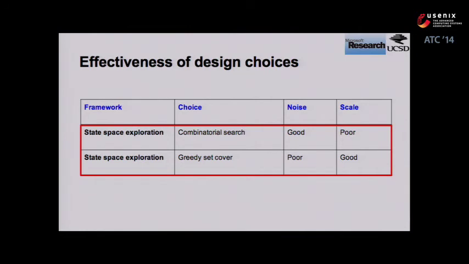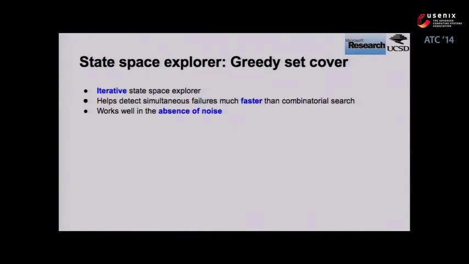The main result is greedy set cover as a state space explorer is extremely sensitive to noise. But without noise, it can diagnose simultaneous failures very well, very quickly, as compared to combinatorial search that takes a very long time to diagnose simultaneous failures but is very robust to noise. So I told you all of these points. Greedy set cover is an iterative state space explorer. It helps detect simultaneous failures much faster than combinatorial search, and it works well in the absence of noise.